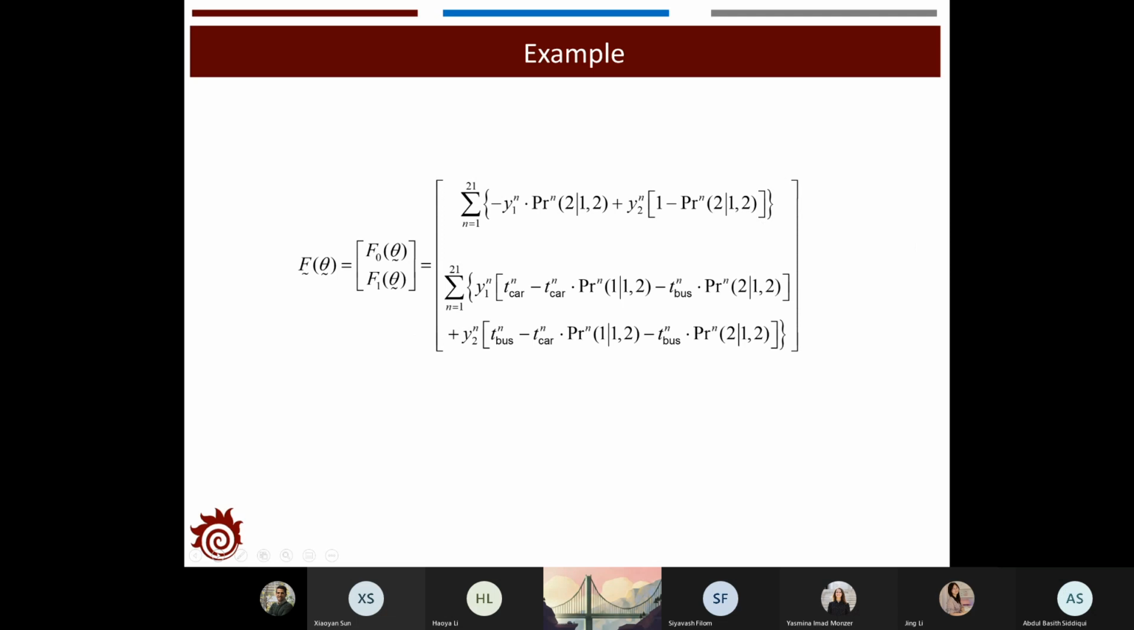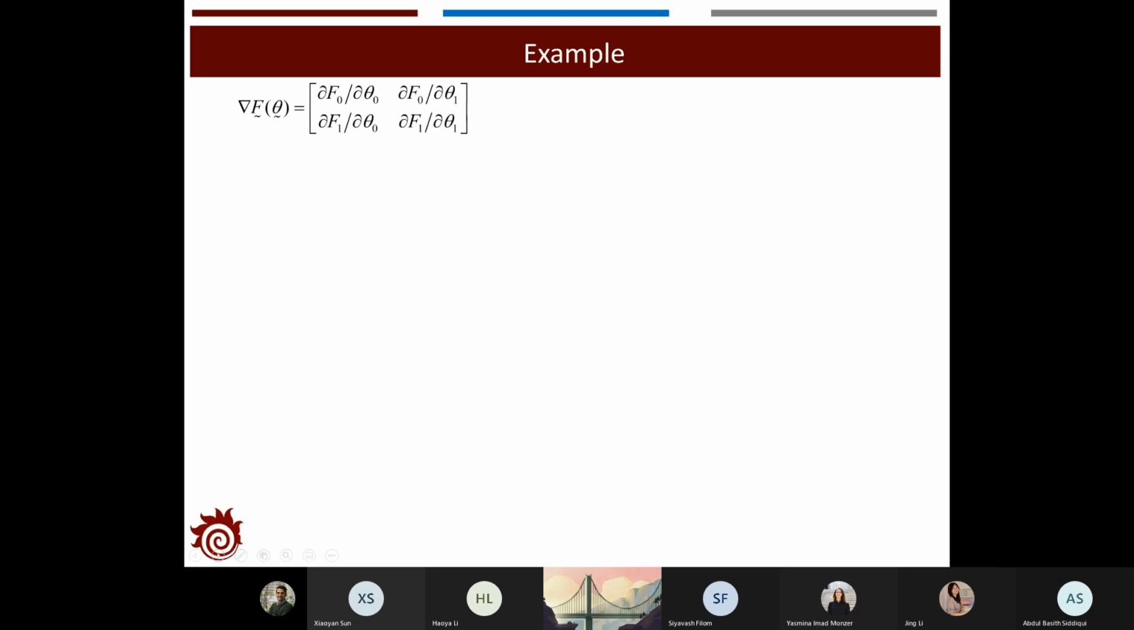Once you do this kind of simplification, you will find out the simplified expression for the two elements of the vector, but those are all related to the N=21 observations. So that's the first step. Find out the expression of the F(θ), and then we need to find out the first order partial derivative for the F(θ). Luckily for this case, we only have two different attributes, and two coefficients we have to estimate. So the size of this matrix would be just 2 by 2.